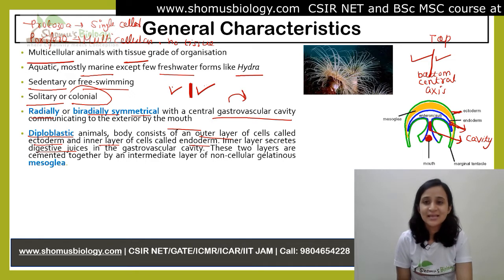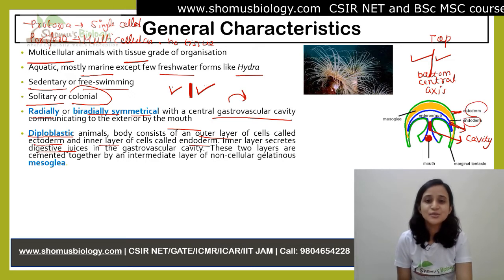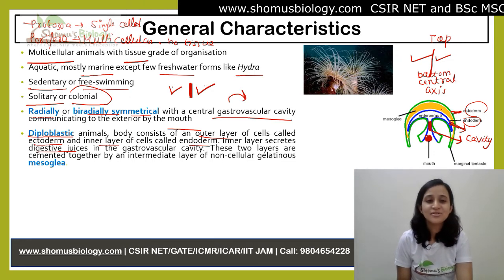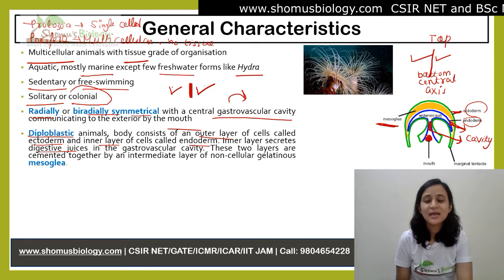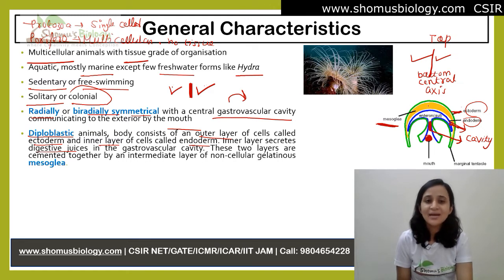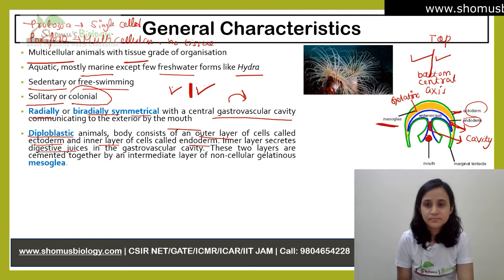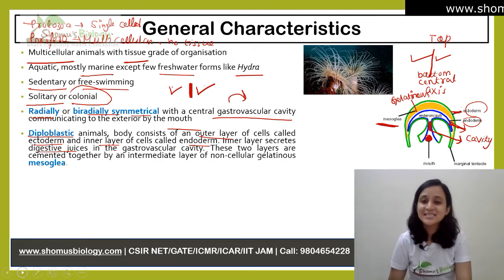These two layers, ectoderm and endoderm, are cemented together by an intermediate layer of non-cellular gelatinous mesoglea. This is mesoglea. Mesoglea is found between the ectoderm and endoderm. It doesn't contain any cells, and they have a gelatinous substance. This is the gelatinous part.